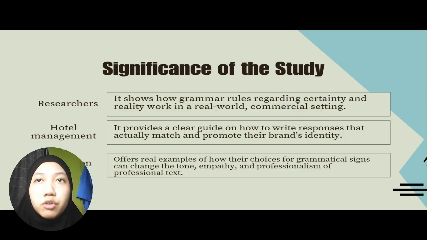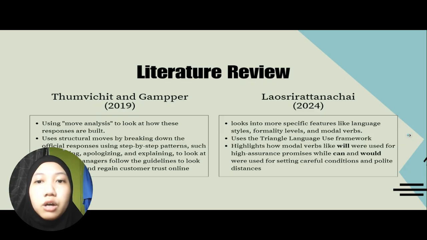For the literature review, I use two past studies. The first is by Tompi, Fitchett and Gamper, 2019. It used move analysis to look at the structure of responses. The second is by Lau and Sri Ratanachai, 2024, which looks at more specific features like language styles, formality, verbs, and especially modal verbs. So this study uses grammar like will, can, and would to analyze the responses.